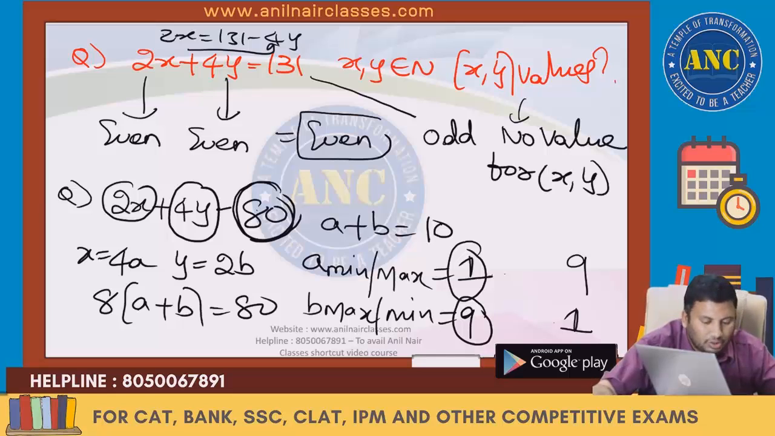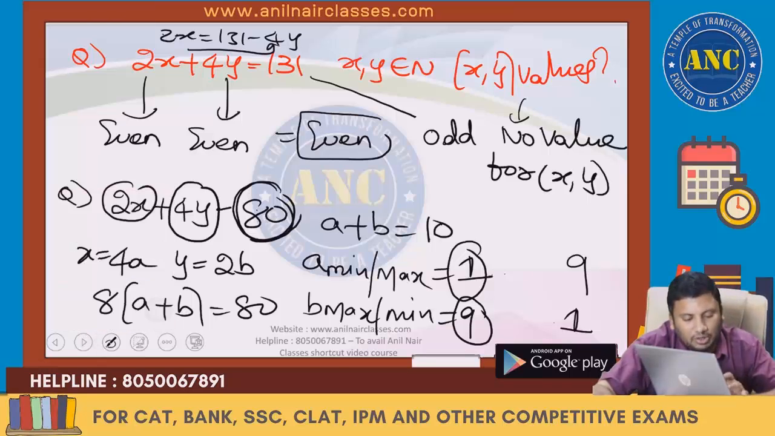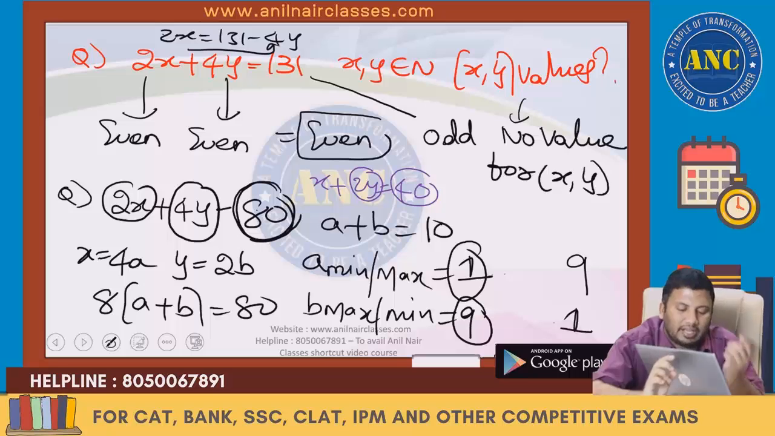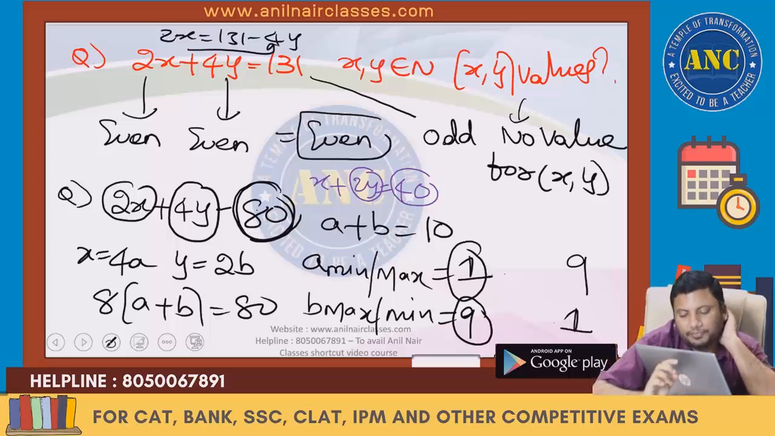Yes, we can take 2 as the common. That will come back to the same equation. If I take 2 common, this will become x plus 2y equivalent to 40. This is divisible by 2, this is divisible by 2. So again we come back to the previous equation.